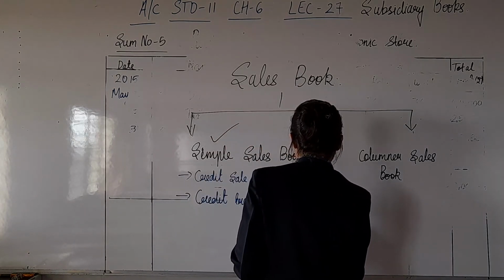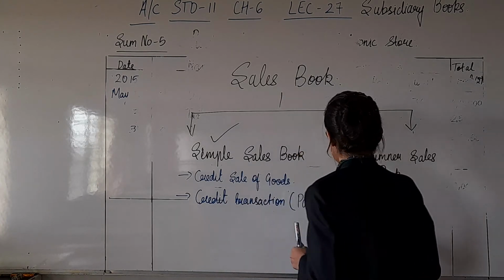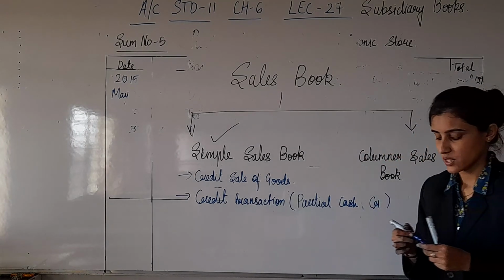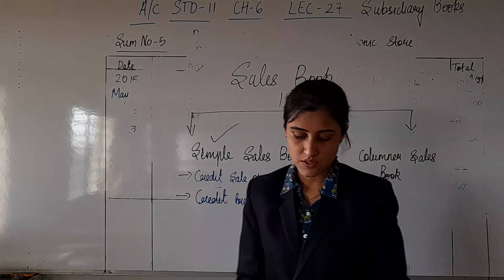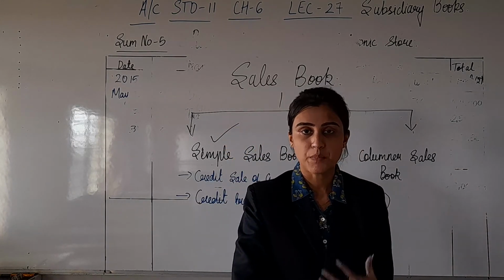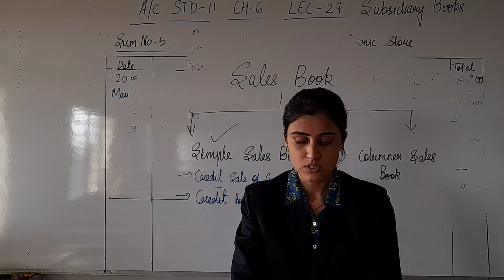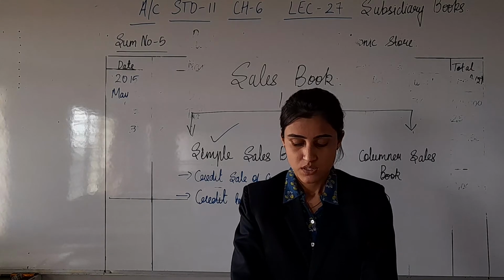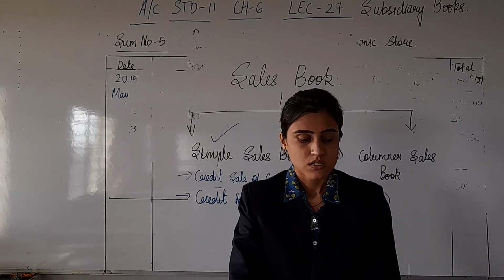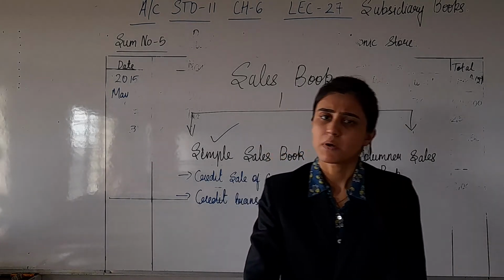Which is partial cash. Okay. The specimen is given in your textbook after the topic of sales book. I am not mentioning the page number because there is a reason behind that, because of the old syllabus and new syllabus. So the specimen of sales book is just similar to the specimen of purchase book, except for the minor changes.